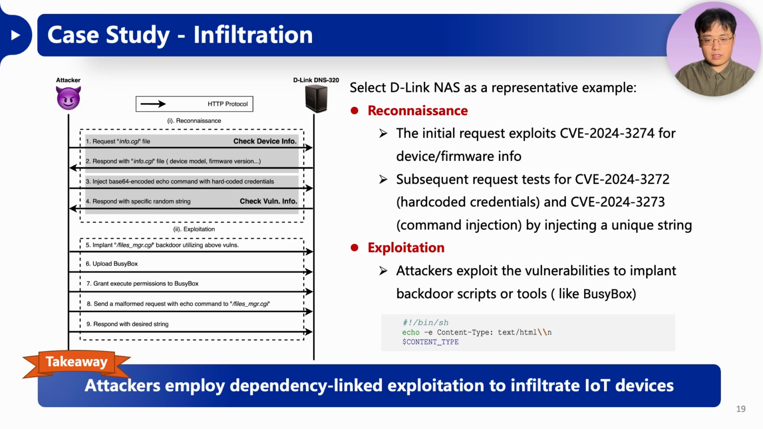Here is a real-world example of the simplest backdoor we found. It only has 3 lines in a CGI file, making the device execute the command in the content type HTTP header and respond with the execution result. This shows that attackers employ dependency-linked exploitation to infiltrate IoT devices.